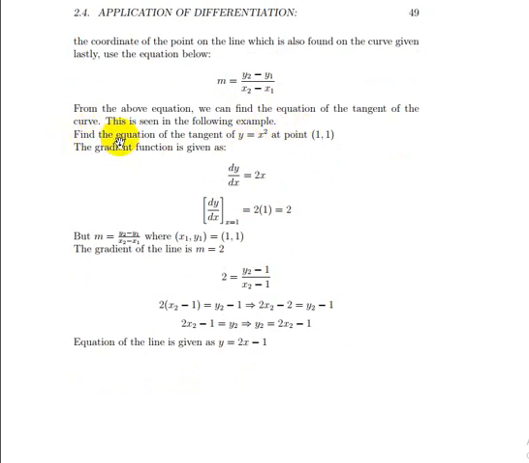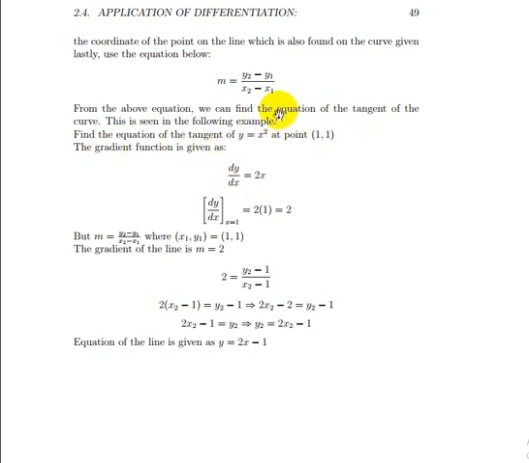Let's say that we want to find the equation of a tangent at the point (1, 1). If I want to find the equation of the tangent exactly at the point x equals 1 on the curve, when I substitute 1, I'm still going to have 1. So the equation of the tangent at point (1, 1), let's find it.